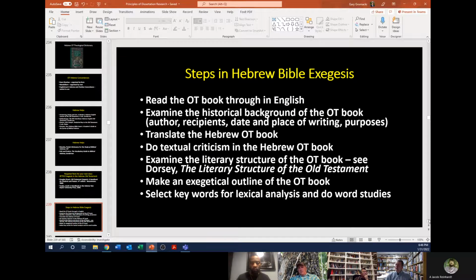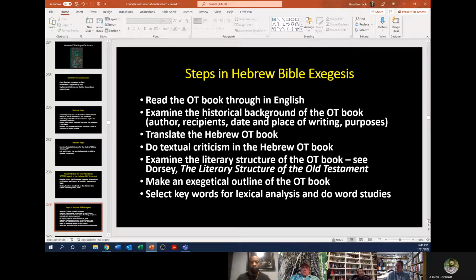So some steps in Hebrew Bible exegesis. You'll be talking more about this. So it's sort of an introduction to get you started. Reading the Old Testament book through in English is always a good start to preparing a message or a series of messages, sermons, or lectures. And then looking at your Old Testament introduction and survey books to see what they have to say about the historical background. So I always like to start there and then get into the translation of the book.